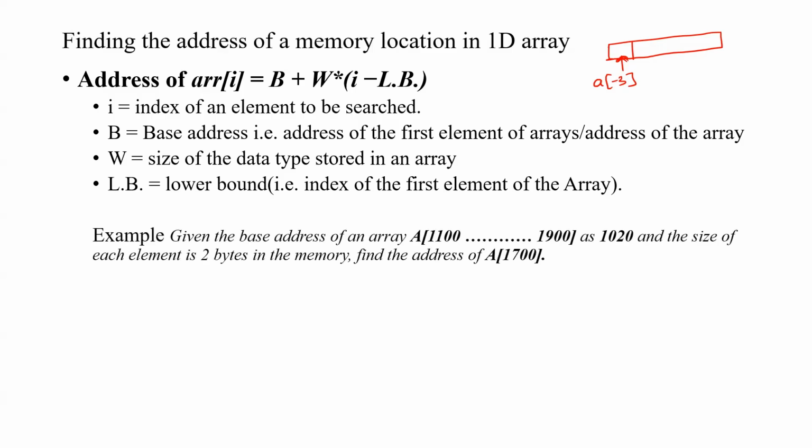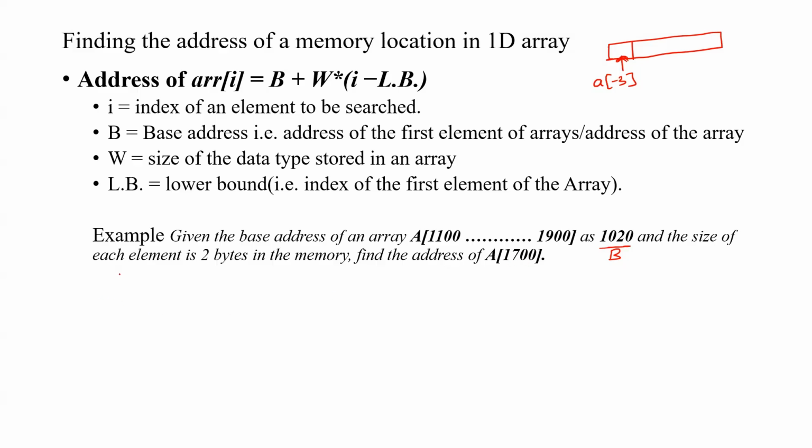So let's see this example, and then we will apply this formula to find the address of a particular memory location. Given the base address of the array A 1100 to 1900 as 1020, meaning this is your value of B, and the size of each element is 2 bytes in the memory. So we have to find the address of A of 1700.